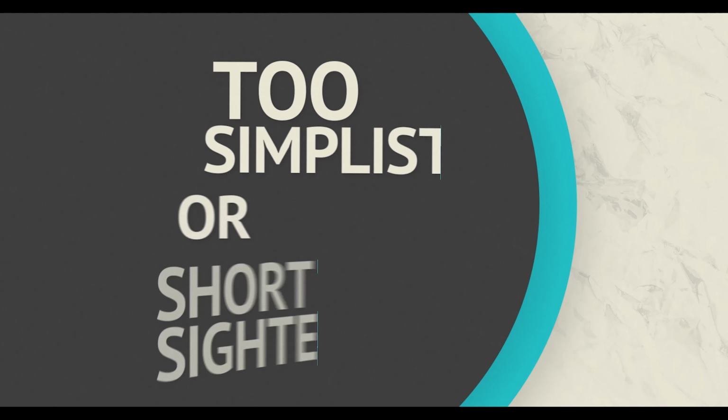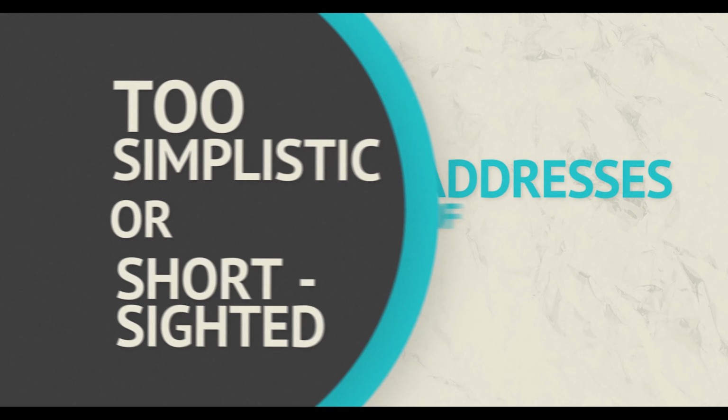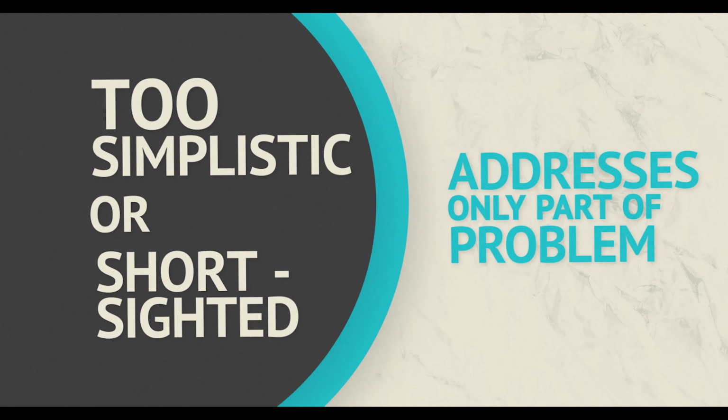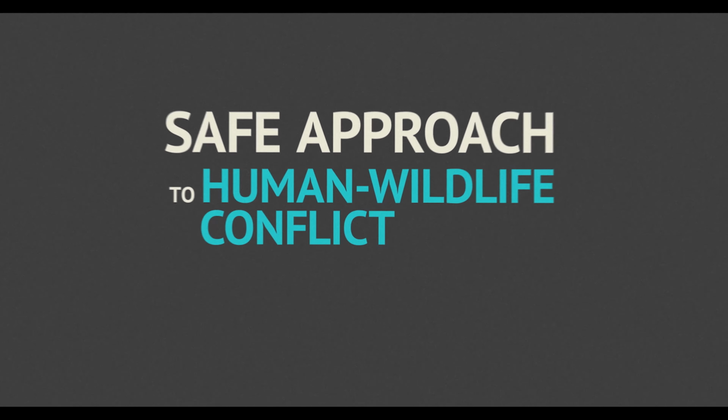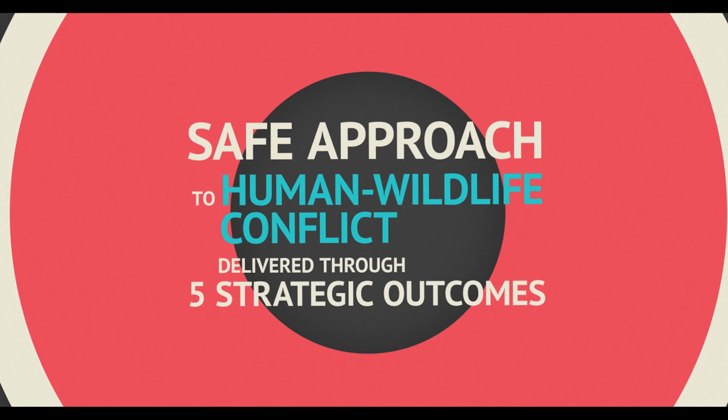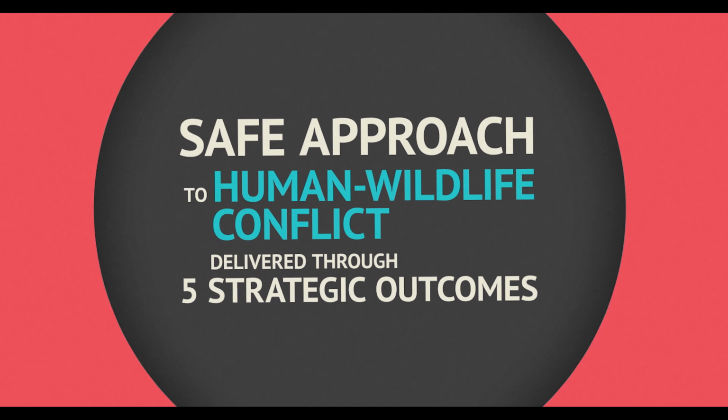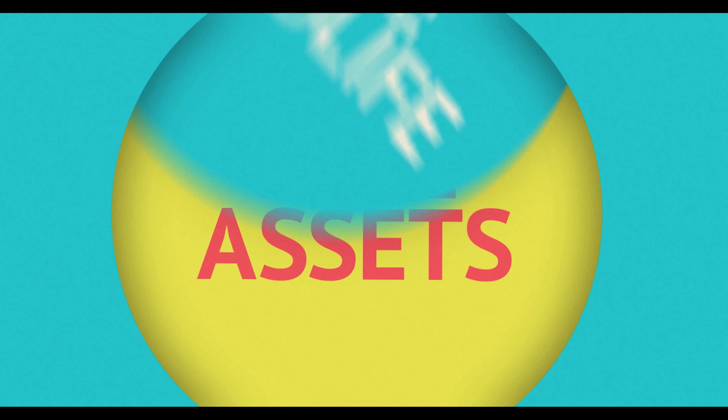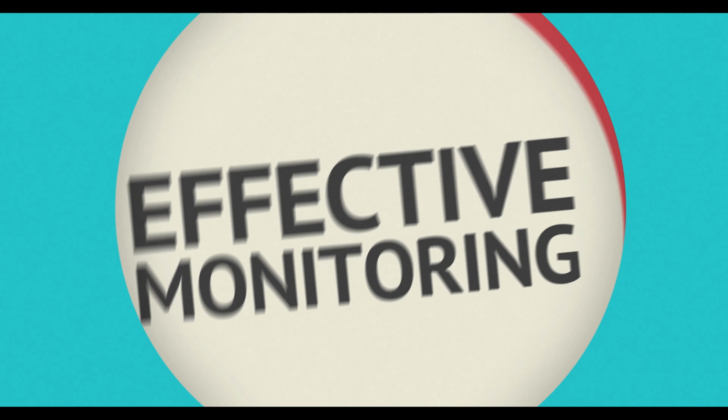This approach is either too simplistic or short-sighted, or it addresses only part of the problem and specific times of a conflict event. The safe approach to human-wildlife conflict is results-focused and delivered through 5 strategic outcomes: safe person, safe assets, safe wildlife, safe habitat, and effective monitoring.